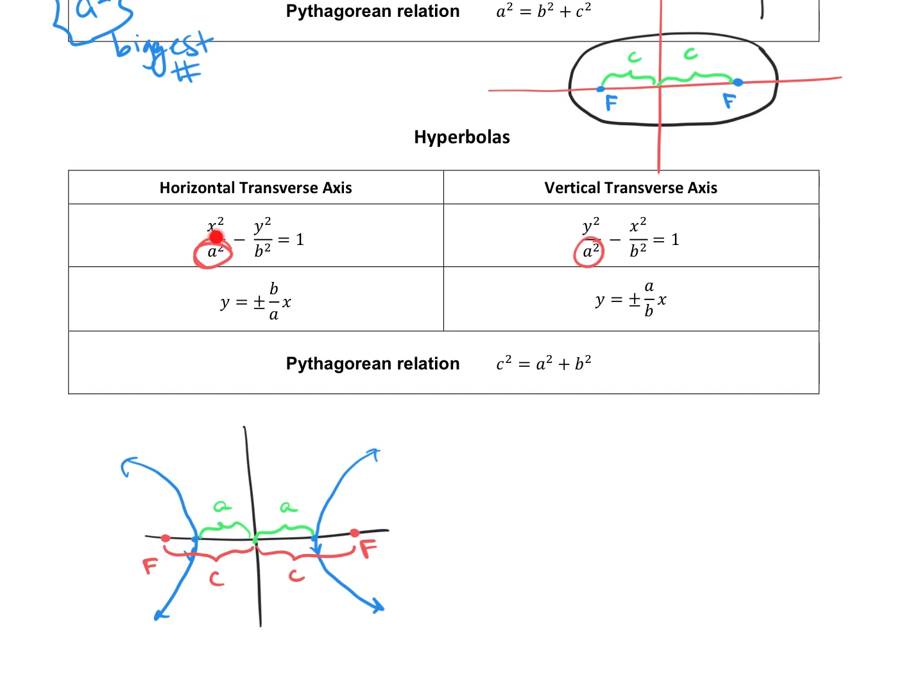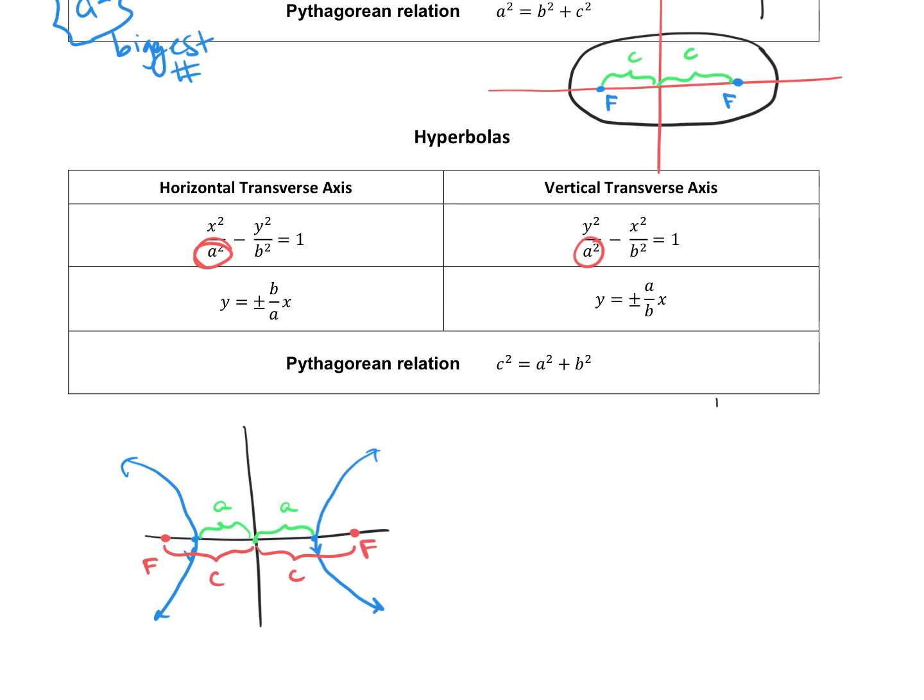If your a squared is below the x squared, which is a horizontal axis, that's when you have a horizontal hyperbola. If your a squared is below the y squared, y is a vertical axis, that's when your hyperbola is vertical. Okay, now if you have your a squared and b squared and you have to figure out where each focus is, you can use your Pythagorean relation to find your c value.